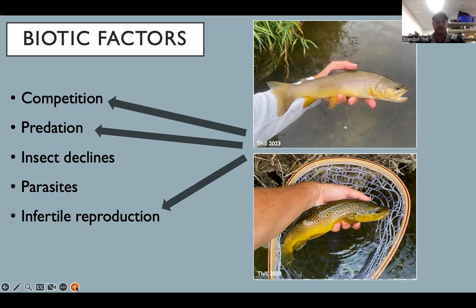And infertile reproduction, such as that tiger trout. So that's the result of a cross between a brown trout and a brook trout. And as I mentioned, that fish can no longer reproduce.